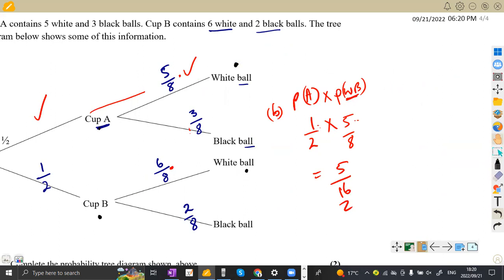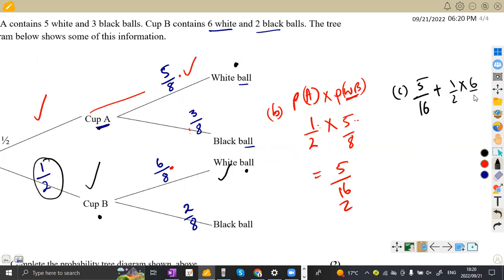A. Okay, so which means we are just going to add our answer, which is 5/16 plus, now we are talking of picking what? A white ball from cup B. So this one is going to be what? 1/2 times what? Times 6. So here we're going to multiply, isn't it? Because it's throughout the branch, so you have to multiply them.